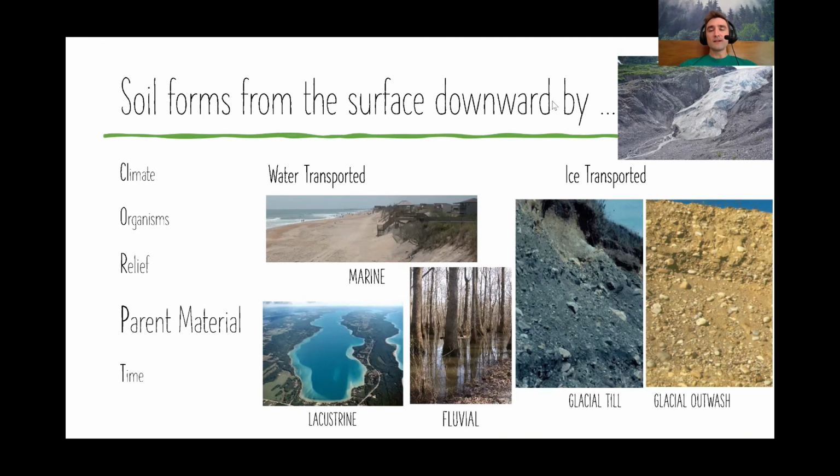Here are some images that illustrate some of the terminology we discussed. We've got marine transported sediments, that's the beach sand. The lacustrine is sediments deposited by lakes. Fluvial sediments are those deposited by streams. And then we've got ice transported. There's an image of a glacier up top. And you can imagine that as that glacier is pushing over the top of the ground, it is picking up all the rocks. It's scraping the soil and the mountains. And what it leaves behind is called glacial till. As that glacier recedes and melts away, we're left with something called glacial outwash.